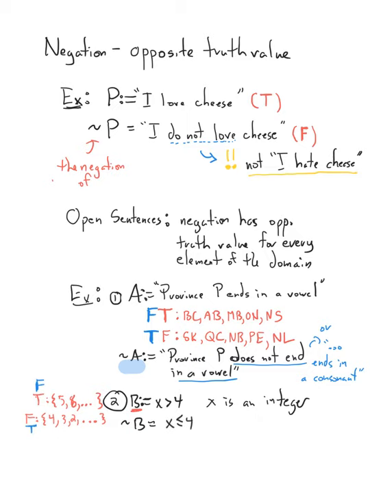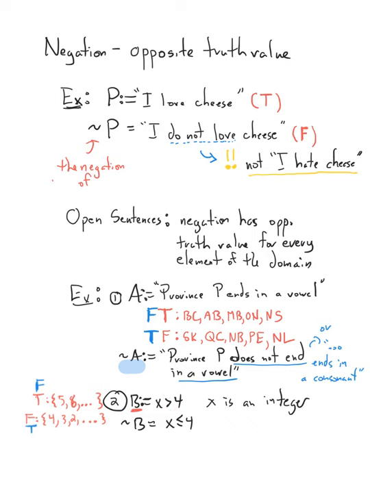And be careful here. Remember, a lot of people might just see this greater than, and they say, all right, it's a negation, I'm going to change it to a less than. But that's not quite true, because you're missing the case when X equals 4. You're not flipping the truth value of that.